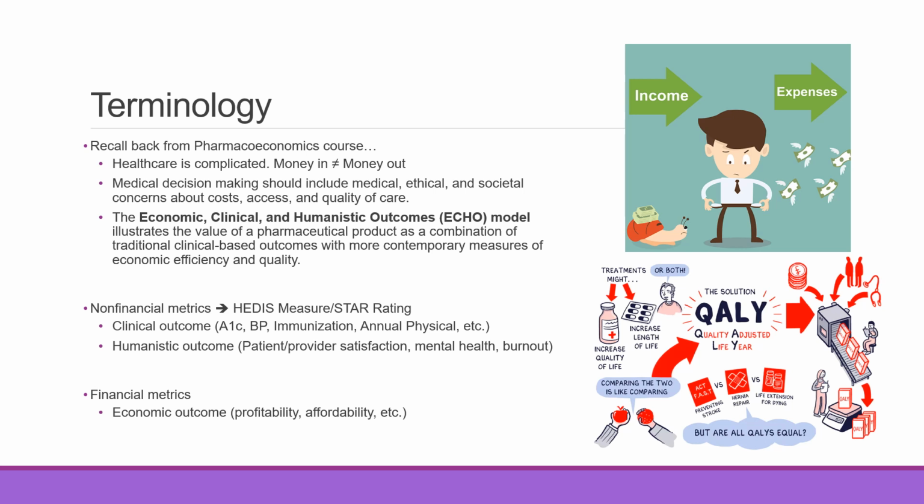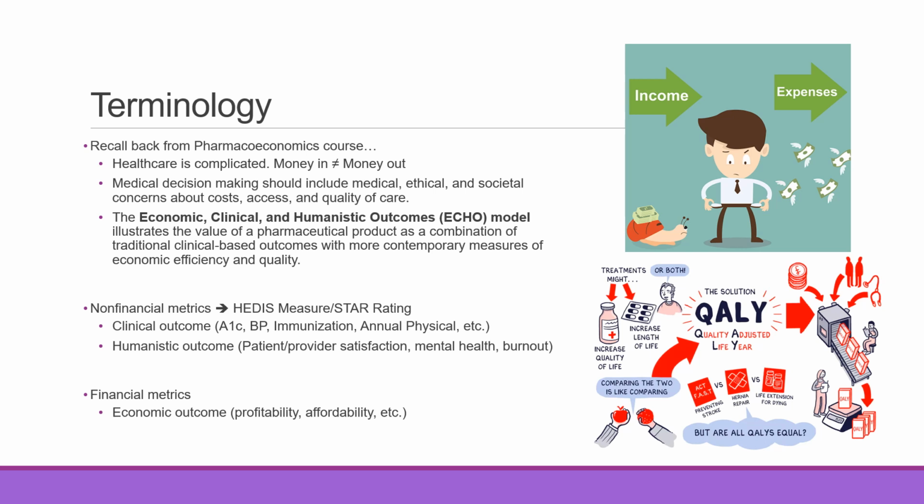These are three outcomes that we've categorized, called the economic, clinical, and humanistic outcome model, and it illustrates the value of a pharmaceutical product as a combination of clinical-based outcomes with more contemporary measures of economic efficiency and quality. I don't know if you remember this complicated diagram about quality, but when you look at it, there's a money coin on the top right corner of the picture, and all the others are different inputs. So in healthcare, money in is only a small portion in the grand scheme of many different players and factors that contribute to the outcome. So it's important to distinguish the difference between non-financial metrics and financial metrics.